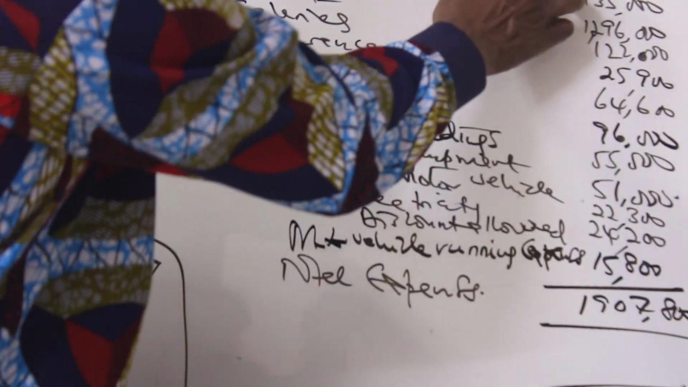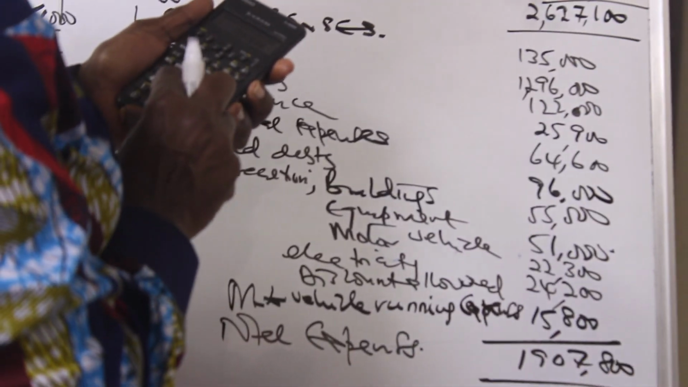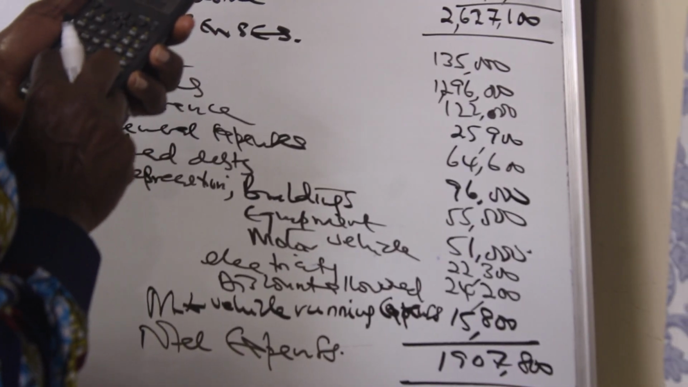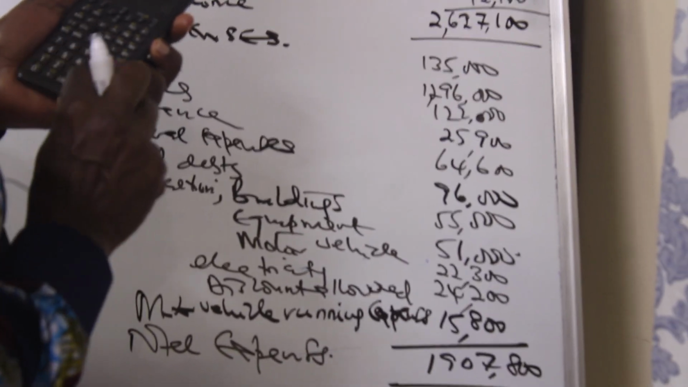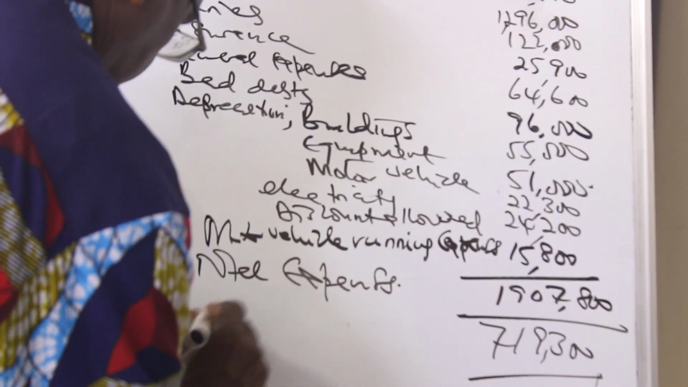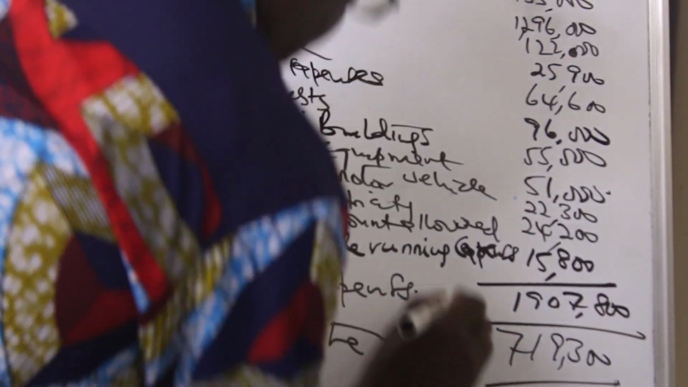We subtract from the gross aggregate income, 1,627,100. We get profit for the year amounting to 719,300.